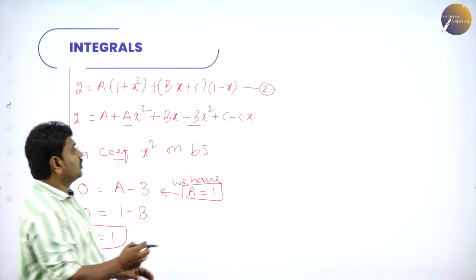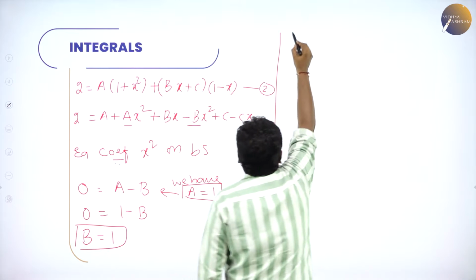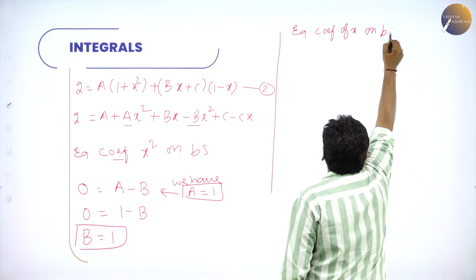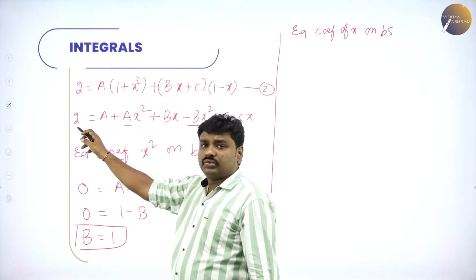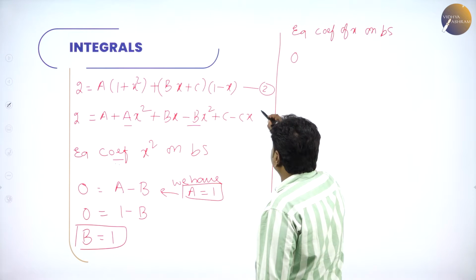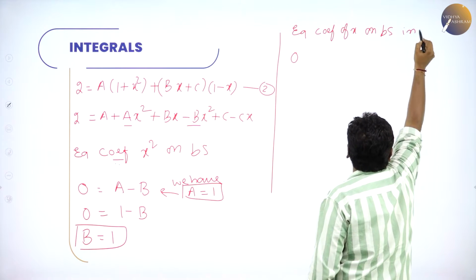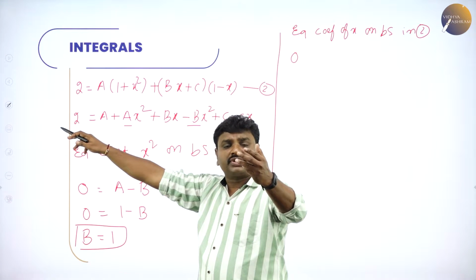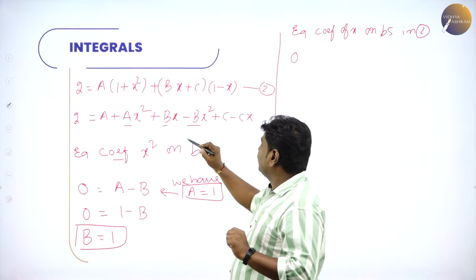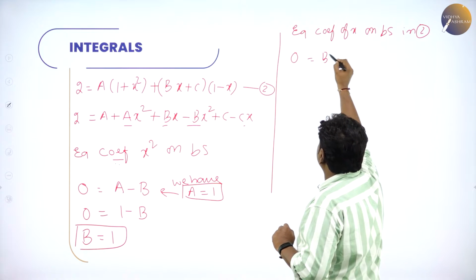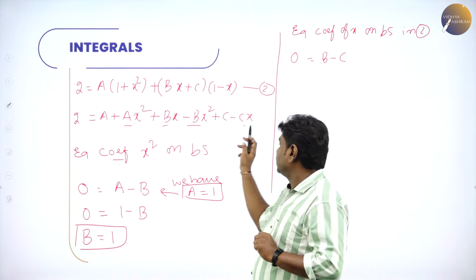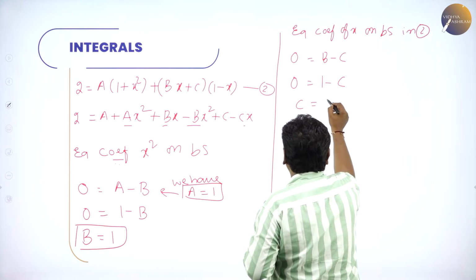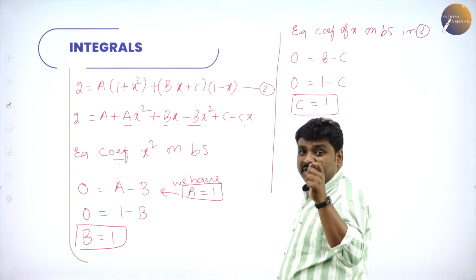Now you know a, b. So now equate the coefficients of x on both sides. So LHS is just 2. We don't have x term in equation 2. So in LHS the coefficient of x is 0. But in RHS I have b and c. So b minus c. Positive b is the coefficient of x and minus c. So now b is 1 minus c. So c is equal to what? 1. So now you got a, b, c value.